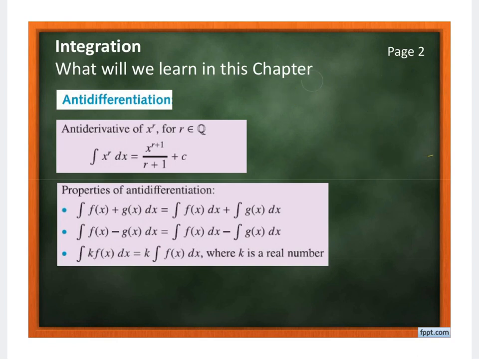But for numbers, the antiderivative of a number, for example, 3 dx, equals 3x. And the antiderivative of 120 dx equals 120x plus c.